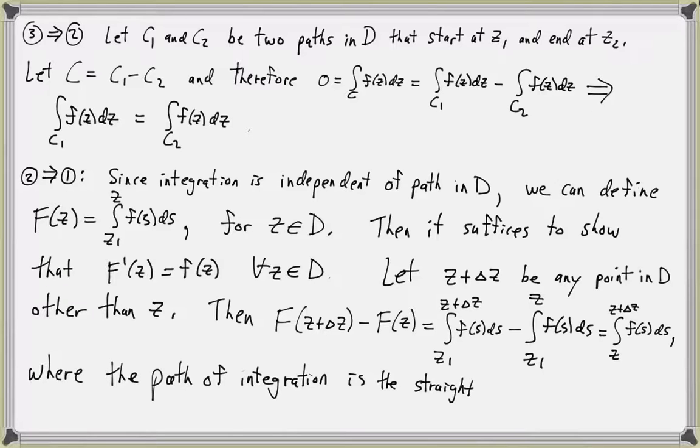So the idea is we're going to take the limit of this difference over delta z and let delta z go to 0. So delta z is a small quantity, so small that the line segment from z to z plus delta z should be contained in the domain D. So it's the straight line segment from z to z plus delta z.